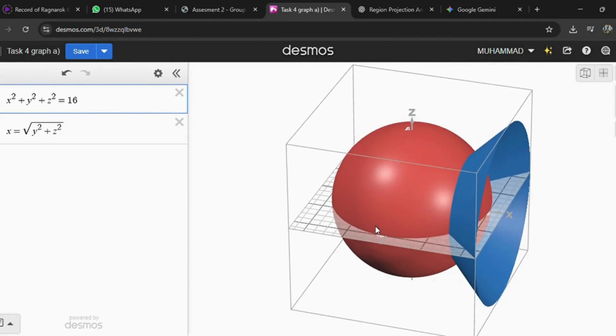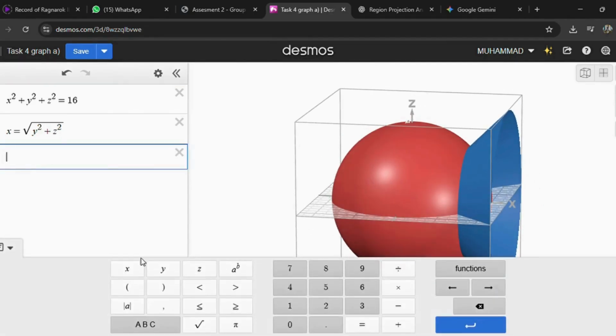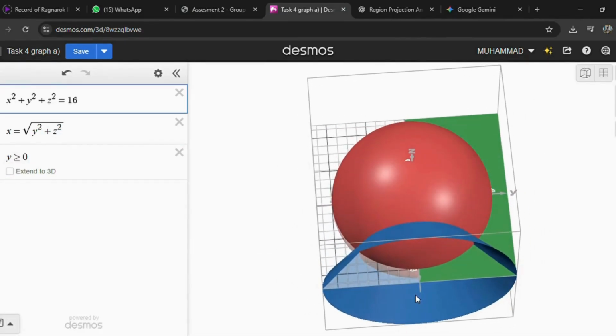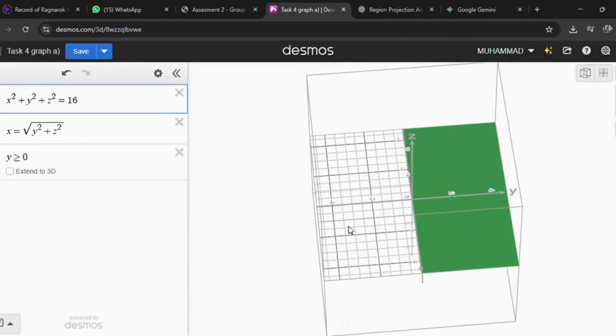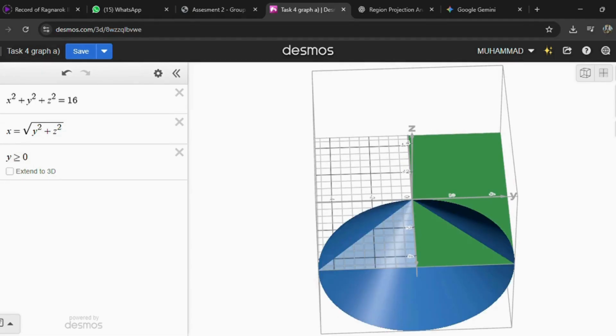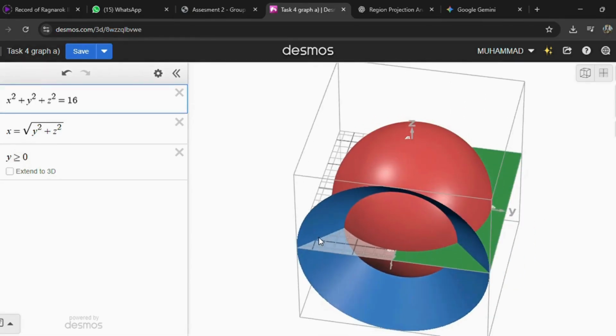Okay, after that, we put the plane equation, which is y is more than or equal to 0. This is the green area, the shaded area that we need to calculate. This is the green area, which is y more than or equal to 0, and this is when we combine the solid sphere and cone.